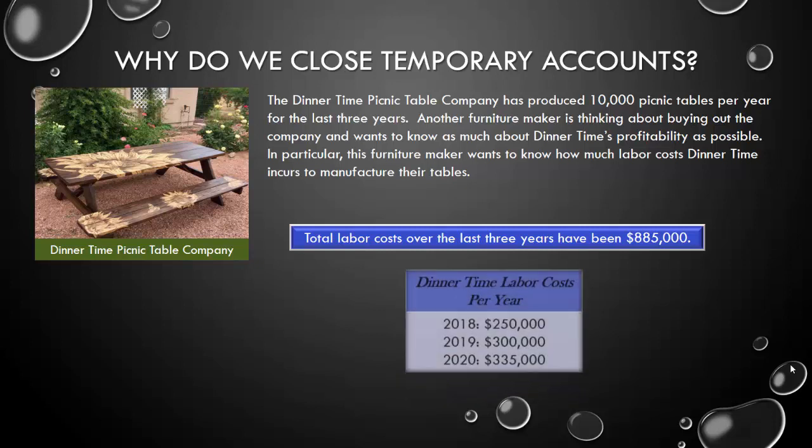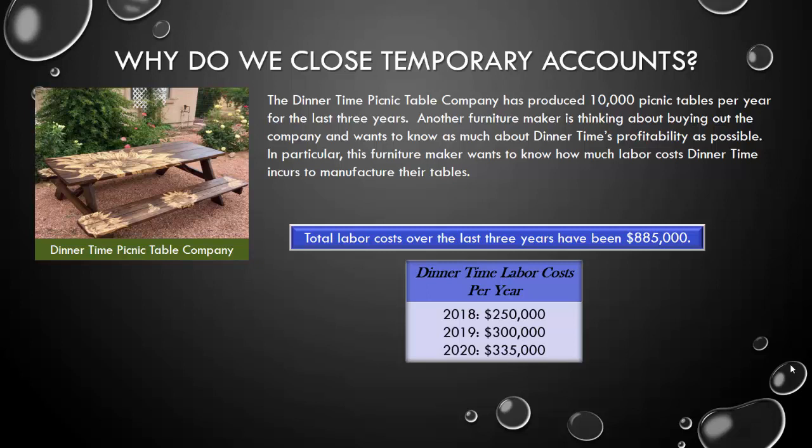So if Dinner Time broke it down, and they said in 2018 we spent $250,000 on labor costs. It went up to $300,000 in 2019, and it went up to $335,000 in labor costs again in 2020. Well, now this other company looking to buy them out sees the trend, and they have more useful information.